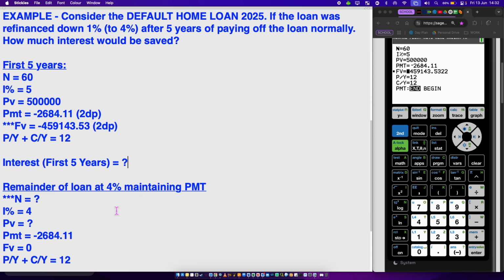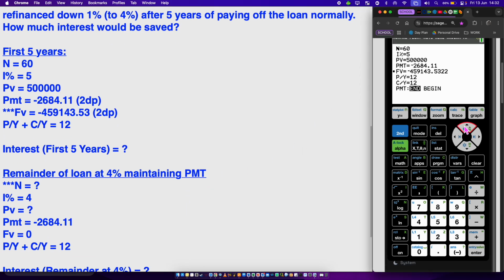What is the remainder of the loan? So after 5 years has happened, this TVM solver is telling me I owe $459,143. So if I want to work out the remainder of a loan, my PV is now going to change to that, 459,143.53. What do I want to owe the bank at the end of a loan? Nothing. So FV is going to be 0. But now the interest rate is going to change because I'm refinancing. I'm bringing it down to 4%.